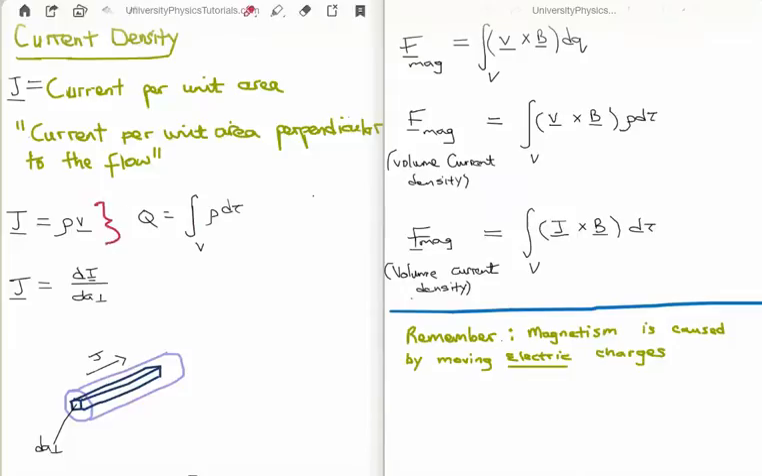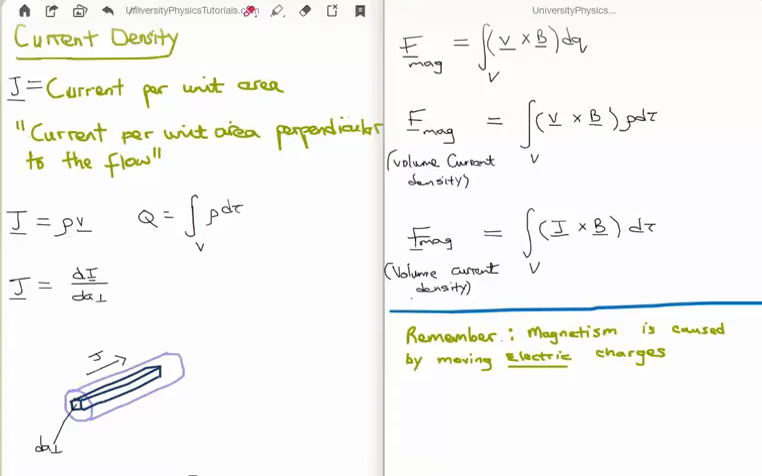So you could probably suggest the following equation, even just by thinking about it, that the volume current density is the volume charge density multiplied by the velocity of the charge. Now we know, of course, from our study of electrostatics that the total charge, capital Q, is the integral of the volume charge density d tau, where d tau is your infinitesimal volume element.